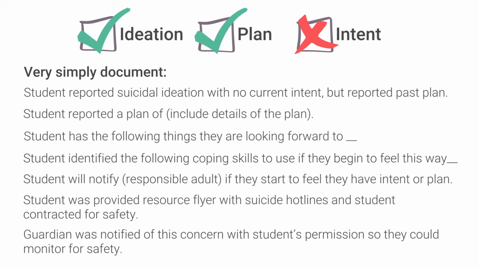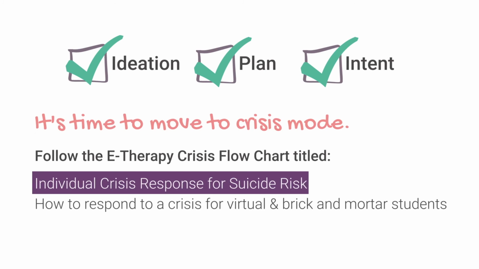So we're going to want to try to make that part of our process when we're getting to a risk assessment where we're worried about the level of risk that is presented. So what do you do if a student reports suicidal ideation with an active plan and active intent? Well, first off, you're going to want to move to crisis mode. You're going to follow the eTherapy crisis flowchart titled Individual Crisis Response for Suicide Risk, which details what to do for virtual and brick and mortar students.